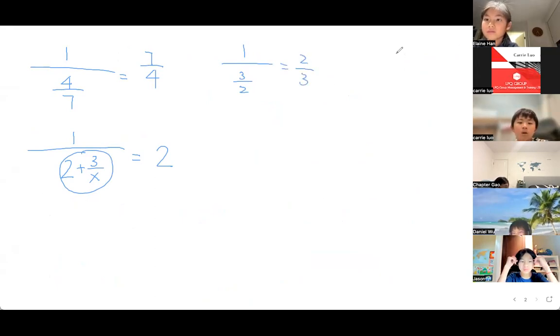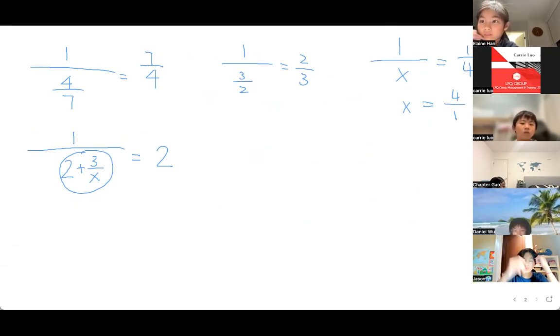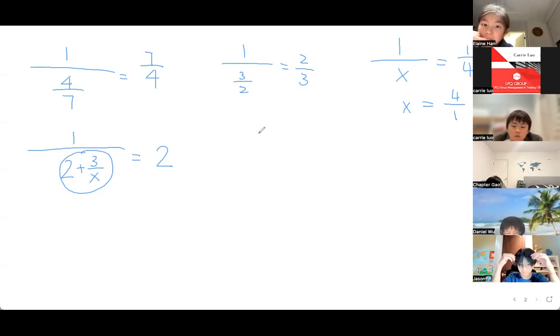Okay, so that means if you have 1 over x equals 1 over 4, so x equals 4 over 1. So 1 over x equals 3 over 2, so x equals 2 over 3. It is always the reciprocal of the number. It's always like that. I'm going to explain again why it is like that.